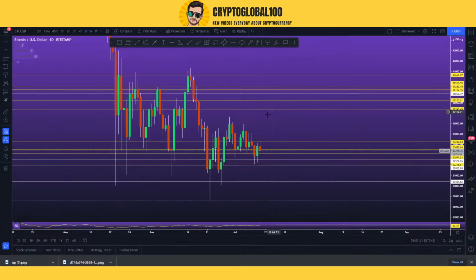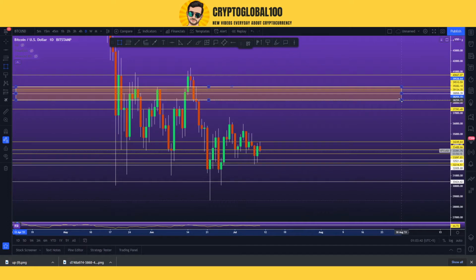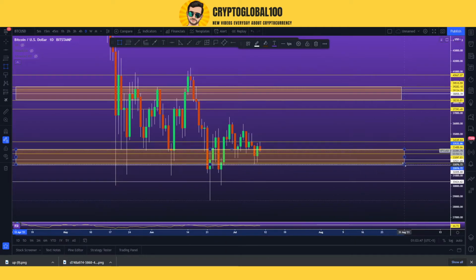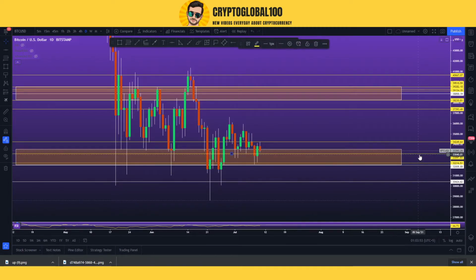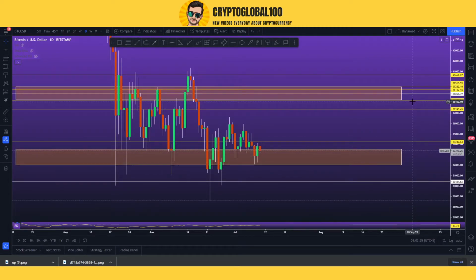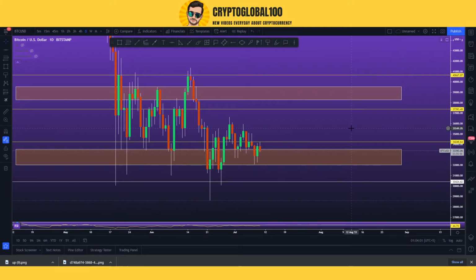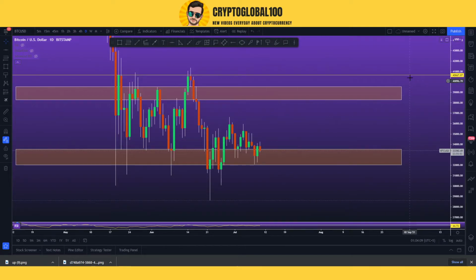Okay, and let me confirm, let me draw the levels now. Let me draw the area here. If we take this area and mark this one as this zone, and if I take this one here as this zone, okay, just bear with me guys, just hold on. I'm gonna clear the chart for you guys so you can get the idea of the range. This is the ranging market. Okay, so that's how we take a look at the ranging areas. I'm gonna delete all the lines here.